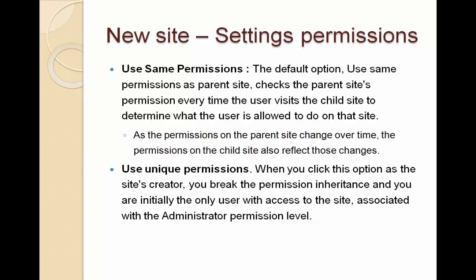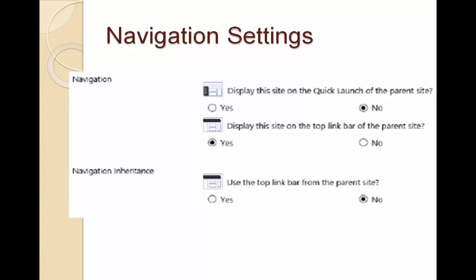Use unique permissions. When you click this option as a site's creator, you break the permission inheritance, and you are initially the only user with access to the site associated with the administrator permission level. Navigation settings. These basically display the site on the quick launch of the parent site, display the site on the top level bar of the parent site, and finally use the top link bar from the parent site. So this really is how you want the navigation of the child site that you're creating to look like.